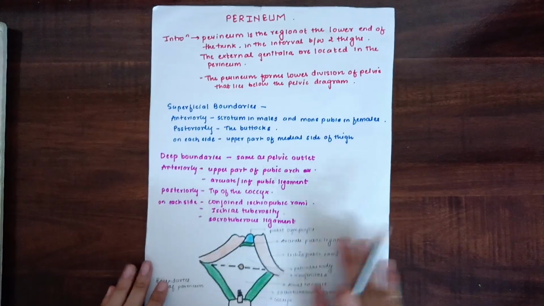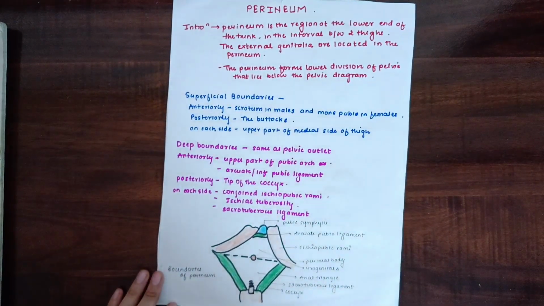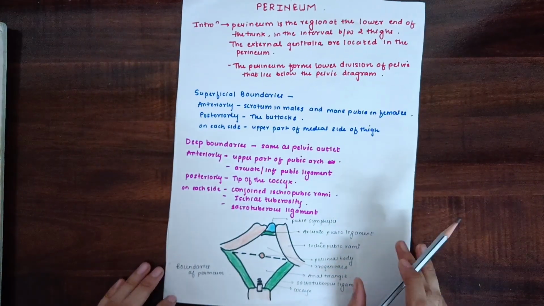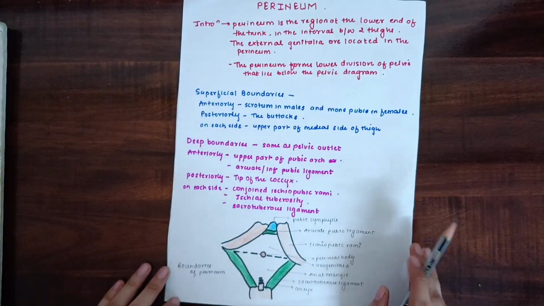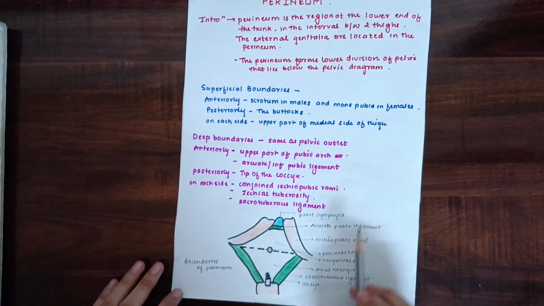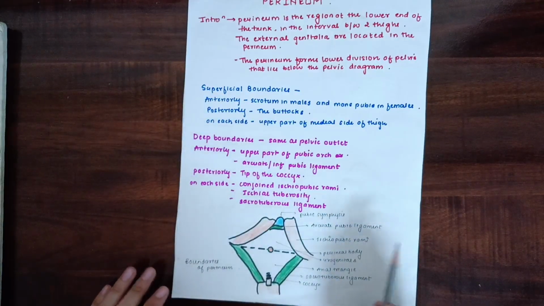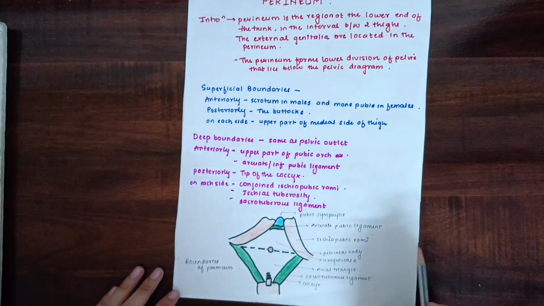It comes for 5 marks as a SAQ in university exam. I hope you understood the topic and you should understand this because it is a base for you when you study the pelvic organs and all the topics in the pelvic region. So you must understand this clearly: what the perineum means, what is pelvic diaphragm, what is pelvic outlet, pelvic inlet. I hope you understood the topic.